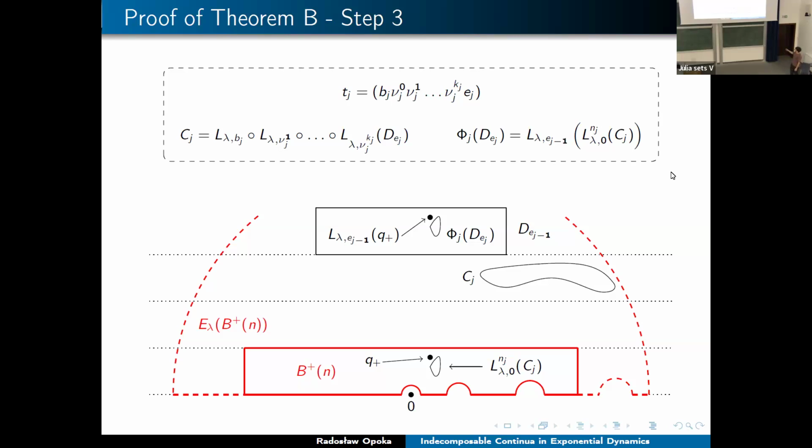And now we can apply the logarithm L lambda 0 to the CJ and apply these logarithms as many times as we want, and we get such a set, which is arbitrarily close to the Q plus fixed point. This is the set L lambda 0 to the nj of CJ, and the itinerary of points in this set is 0, 0, 0, 0, 0, 0, and then this block.